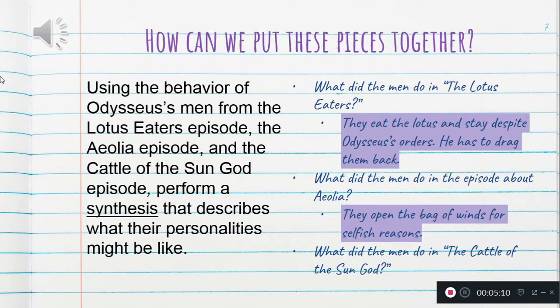This mistake that they make has to do, again, with their unwillingness to obey Odysseus. They couldn't even wait a little while longer until they finally did reach Ithaca, they had to open it right now and disobey their captain.